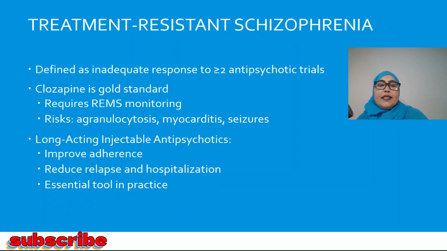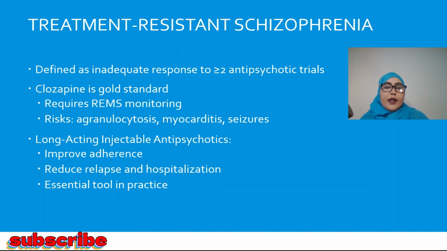Clozapine is a gold standard for treatment-resistant schizophrenia. It requires REMS monitoring. Risks include agranulocytosis, cardiac inflammation, myocarditis, and seizure. Those are the risks of clozapine.